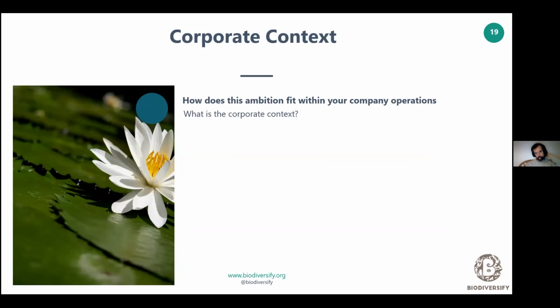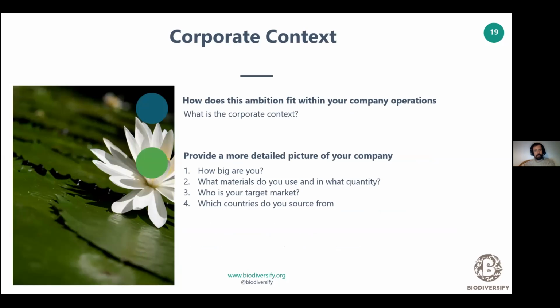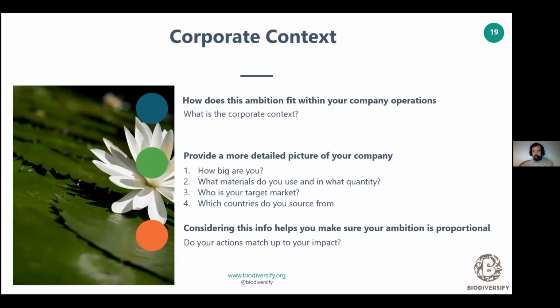Corporate context. So how does this fit within your wider company operations? And I think this is a really good space to identify a bit more clearly what we're dealing with here. How big is your company? What kind of materials do you use? What quantity? Who's your market? Where do you source from? How do you make decisions? This kind of stuff. And a big part of this is to identify what scale of action is going to be needed to mitigate this impact. You want to make sure that you're not doing a couple of token projects somewhere, but actually you're doing something that is relevant to the size of your company and the size of your impact.